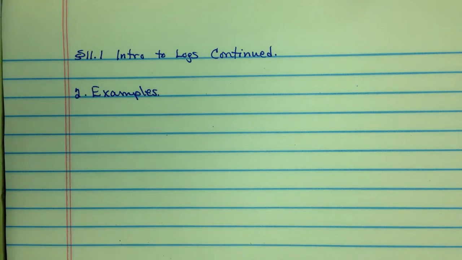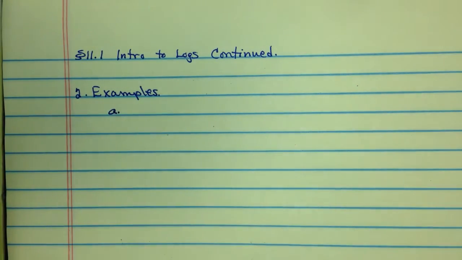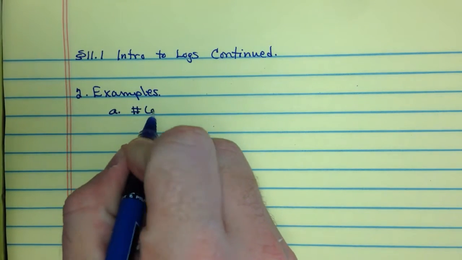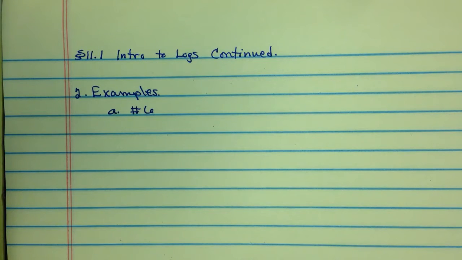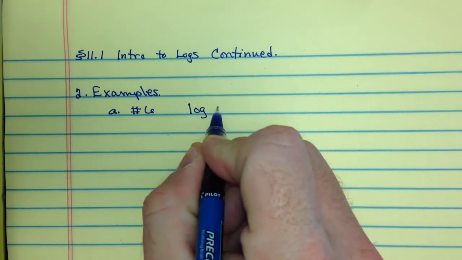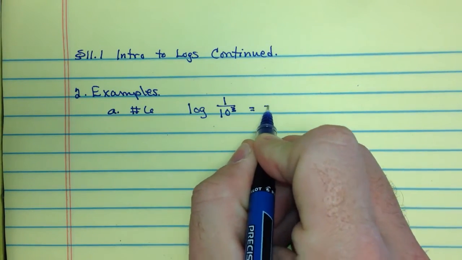Okay, kids, now it's time to do all the examples for section 11.1, Intro to Logarithms. So we're continuing with that section, so we'll do some examples. So little a, let's try number 6 out of the textbook. Number 6 says to rewrite the equation using exponents instead of logarithms. We're given log of 1 over 10 cubed equals negative 3.